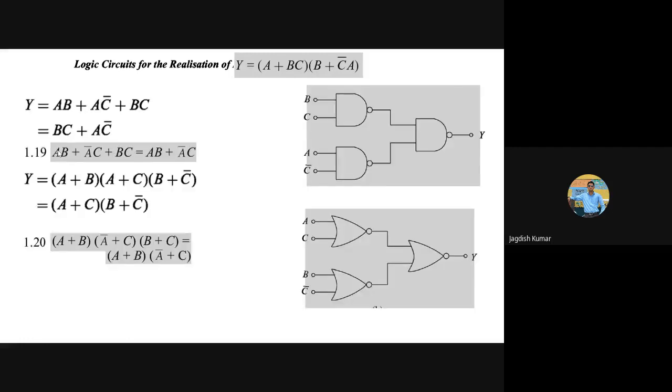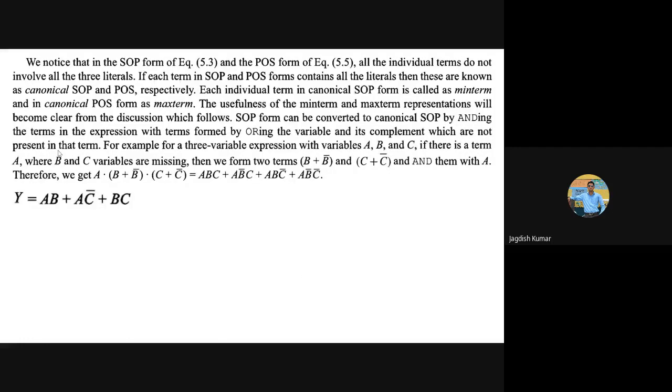So there can be SOP, and there can be canonical SOP. Note it carefully. You take any SOP form, suppose this is not in canonical form. Then what you do is AND the terms in the expression with the term formed by ORing the variables and its complements which are not present in the term. Now this language may be a little confusing to you. We will do it as a practice, then things will be clear.